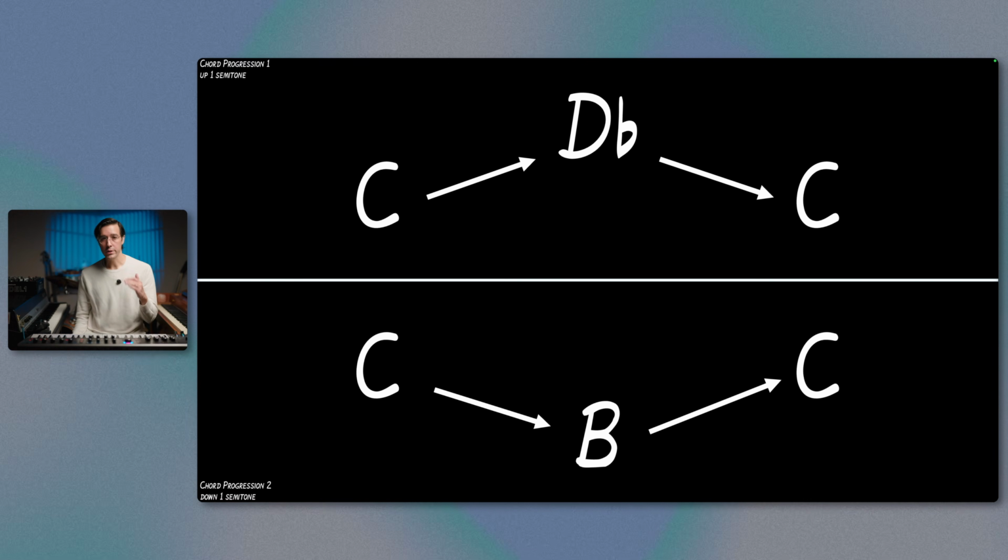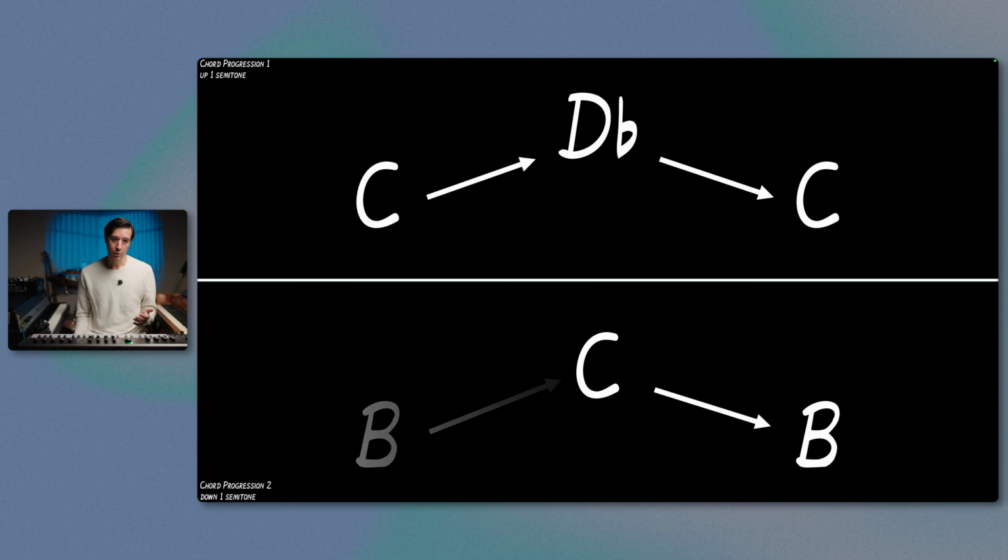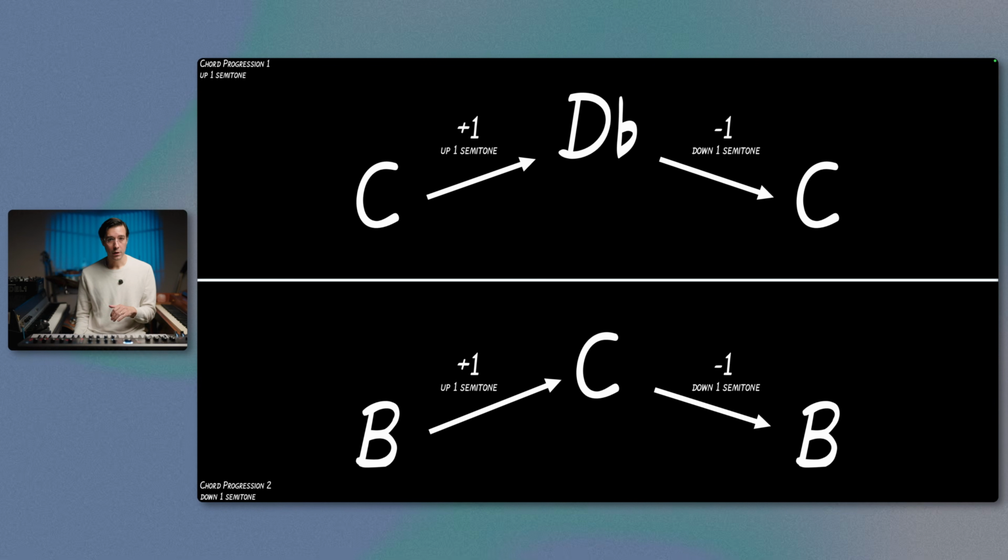The motion from C to D flat is up by 1 semitone, which is the same as the motion from B to C. The motion from C to B is down by 1 semitone, the same as the motion from D flat to C. The motion up 1 semitone and down 1 semitone are a reflection of one another, an inversion of one another. They are non-identical twins. This holds true for any number of semitones.